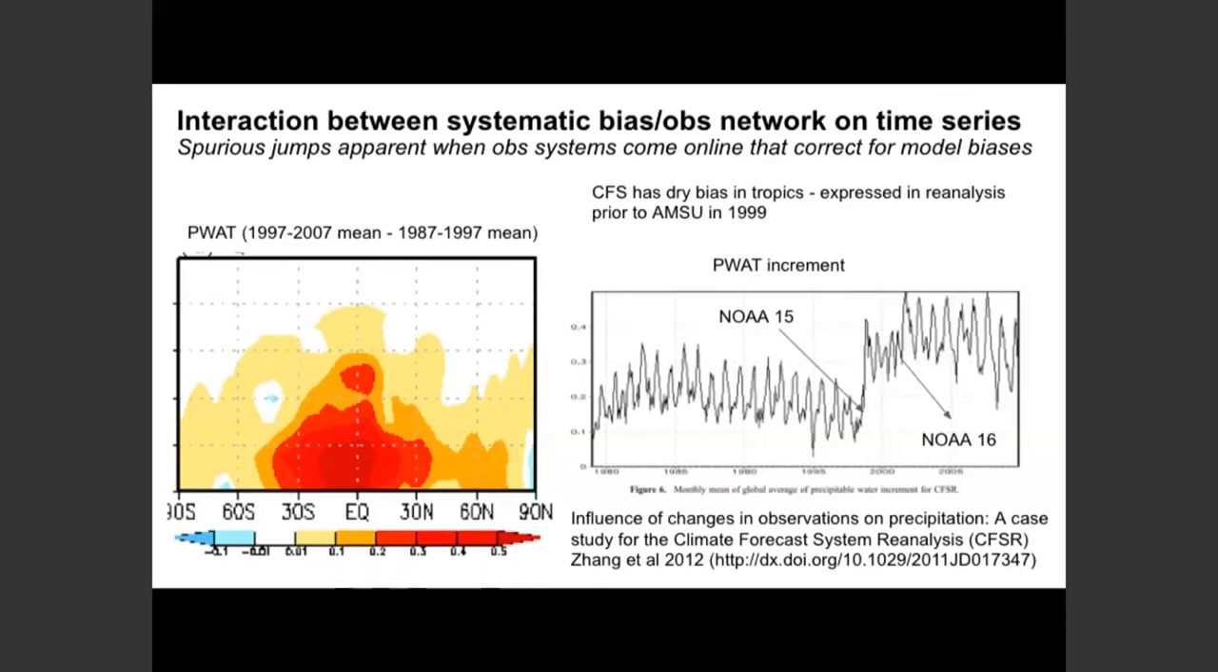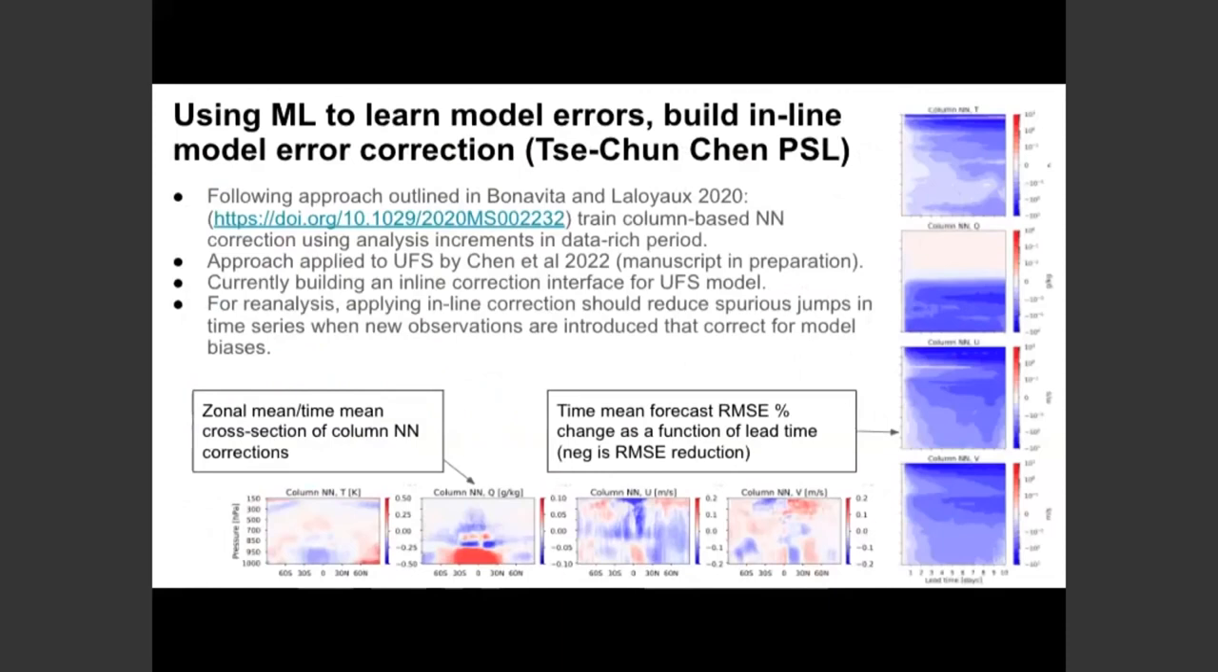So how do we deal with that? Well, following the approach that was outlined in the 2020 paper that Patrick was a co-author on, we decided to look at, this is work by Sei-Chun Chen at PSL, he's looked at training a column-based neural network approach to use analysis increments to come up with a model error correction that can be applied in line in the model. So if you train it on a dense, well-observed period where there are enough observations to actually correct for that model bias, and the model bias is thereby reflected in the analysis increments, then maybe we can apply that correction to the sparser input period to remove some of those spurious trends in the reanalysis. And these are just a couple of plots from his paper, which is in preparation.